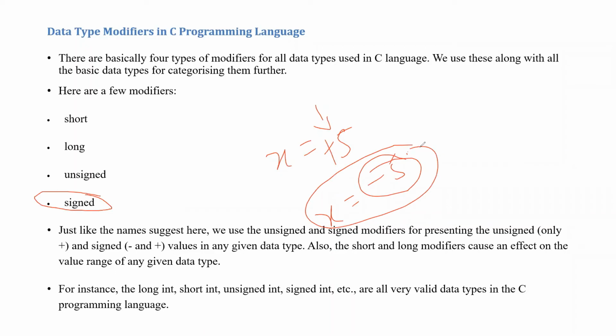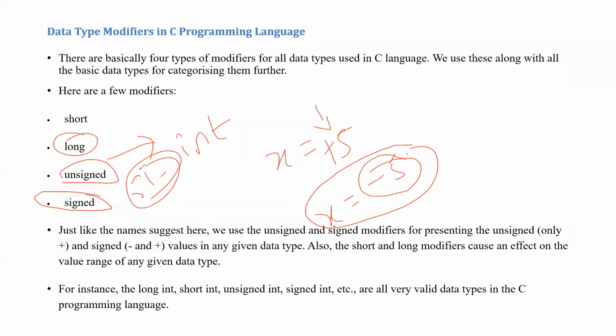The sign is most important. If you are accepting values with sign, meaning some positive or some negative, then you define a signed data type, and by default it is signed only. If I mention only int, it is signed int. By default it is signed. If you want unsigned, then mention unsigned. If I mention unsigned int, it is going to take only positive values. It never thinks regarding negative.